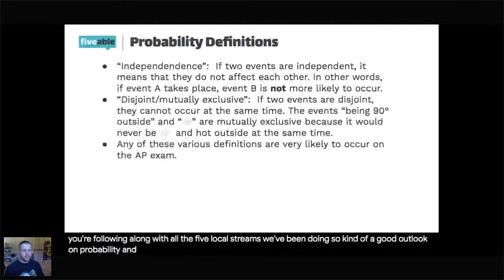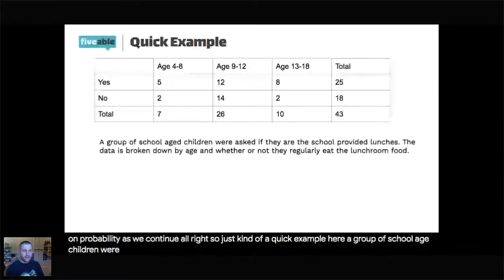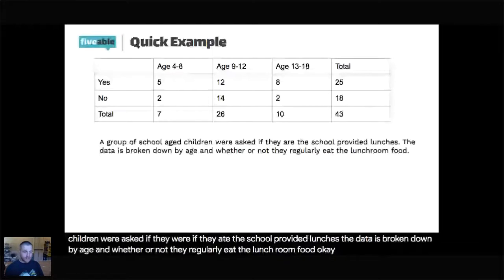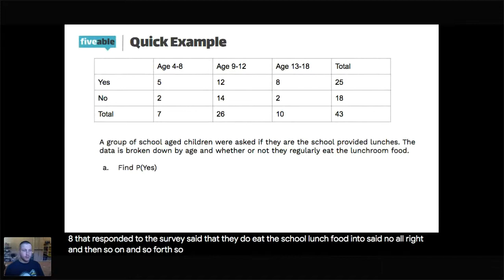All right, so just kind of a quick example here. A group of school-aged children were asked if they ate the school-provided lunches. The data is broken down by age and whether or not they regularly eat the lunchroom food. So 5 students aged 4 to 8 that responded to the survey said that they do eat the school lunch food, and 2 said no. All right, and then so on and so forth. So the first question is, what is the probability of actually eating the school food?